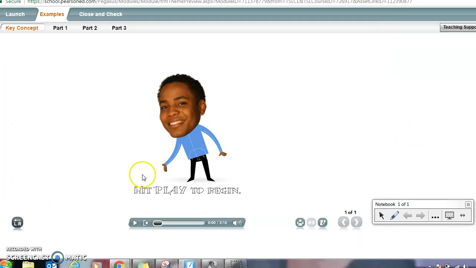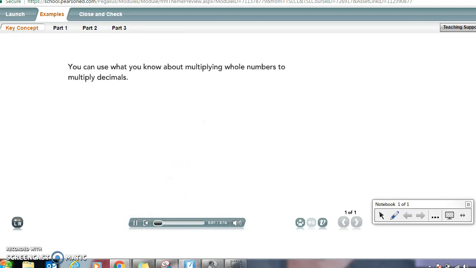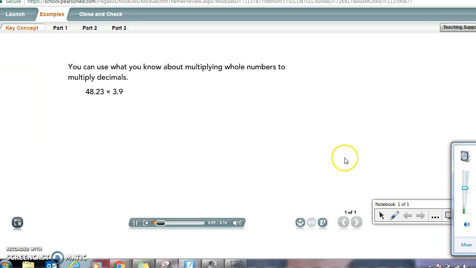All right, so we're going to go ahead and go on to 7-2, which is all about multiplying decimals. So go ahead and follow along and fill out your notes as we go. Here is our key concept. You can use what you know about multiplying whole numbers to multiply decimals. For example, find 48 and 23 hundredths times 3 and 9 tenths.